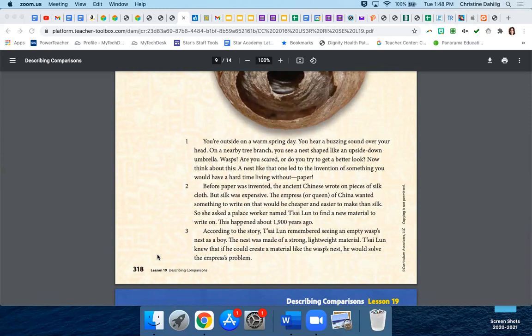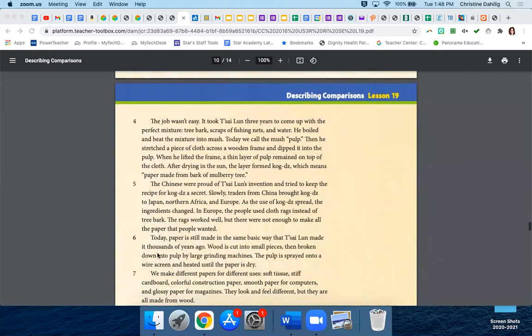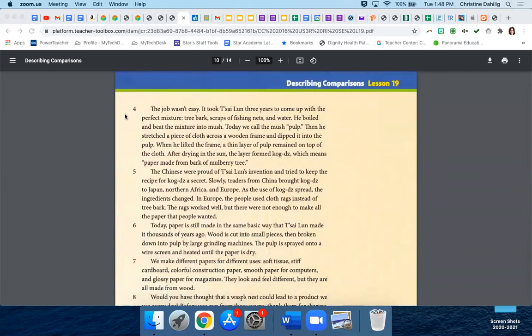The nest was made of a strong, lightweight material. Sai Lun knew that if he could create a material like the wasp's nest, he would solve the empress's problem. The job wasn't easy. It took Sai Lun 3 years to come up with the perfect mixture: tree bark, scraps of fishing nets, and water. He boiled and beat the mixture into mush. Today we call the mush pulp.